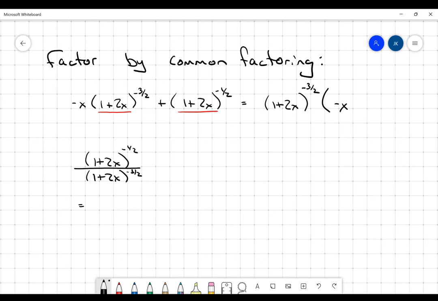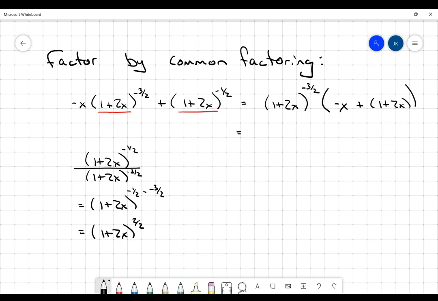Now, when we do that, remember that when we divide powers, we subtract exponents. So it's going to be negative 1 half minus negative 3 halves, and that is the same as negative 1 half plus 3 halves. And so negative 1 plus 3 is going to be 2. So this will be 2 over 2, or just 1. So I'm going to be left with that negative x plus 1 plus 2x.